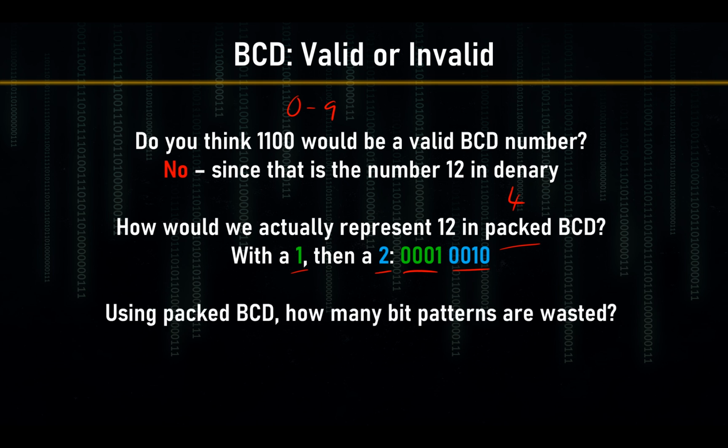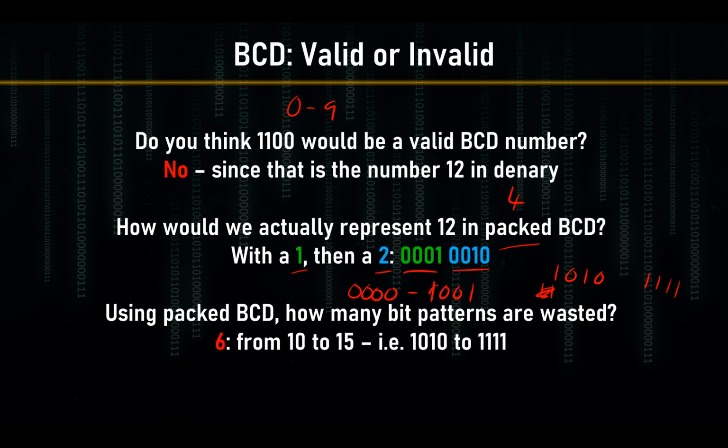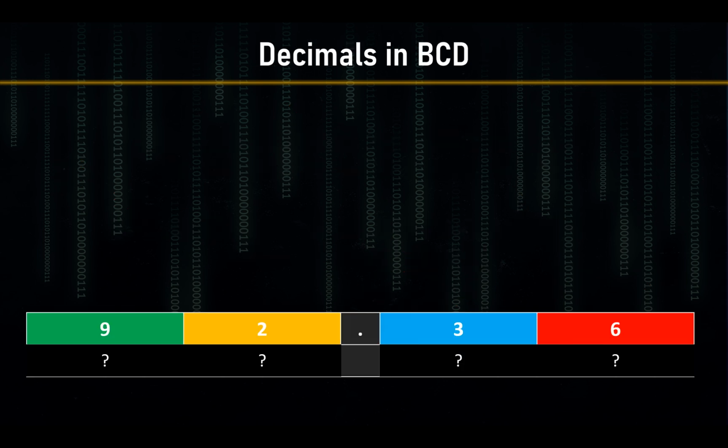Then, if we think about using packed BCD, how many bit patterns are wasted? To recap, from 0 to 9, 9 is going to be this, and these are the valid ones. Therefore the invalid ones are from 10 to 15. So hopefully you can see it's 6 bit patterns that are wasted. If you think about that, 6 out of 16 are wasted, which is maybe approximately 30 to 40%. It's quite a significant number.